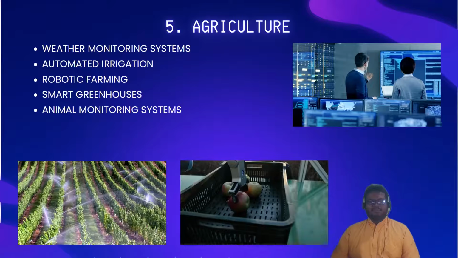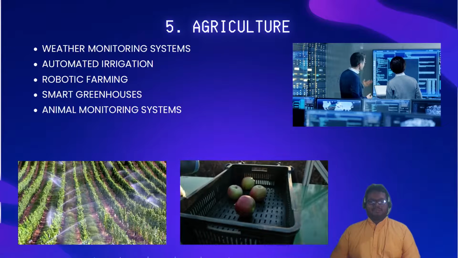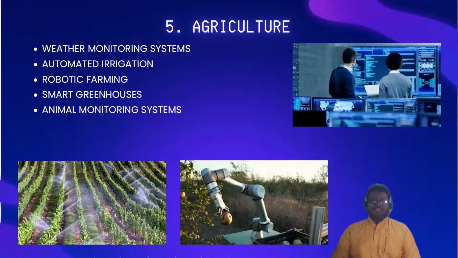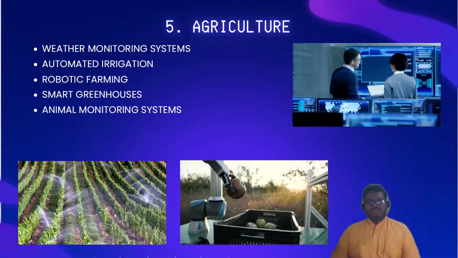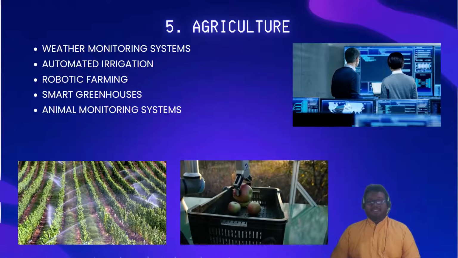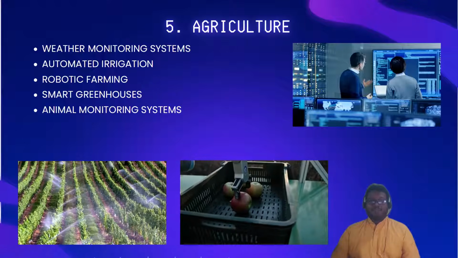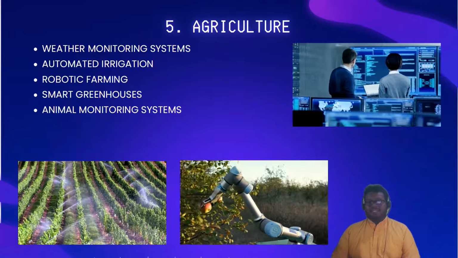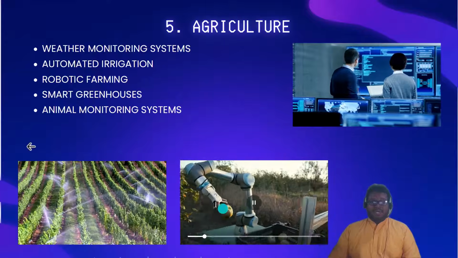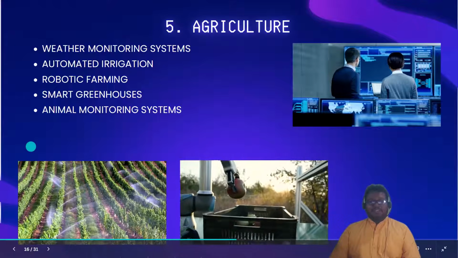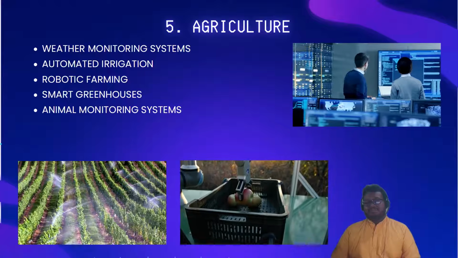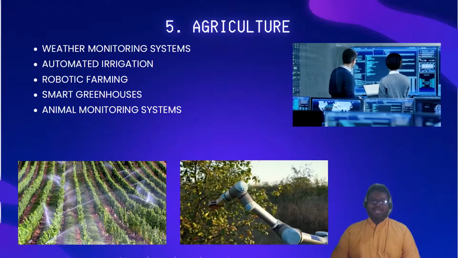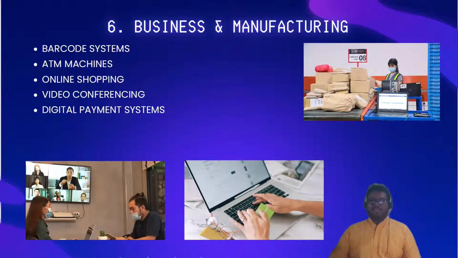Agriculture. Agriculture isn't just about tractors anymore. Modern farms use weather monitoring systems that tell farmers exactly when to water their crops. There are even robots helping the farming. See this example. Smart greenhouses automatically control temperature and humidity, and special systems keep track of animals' health. Amazing, right?